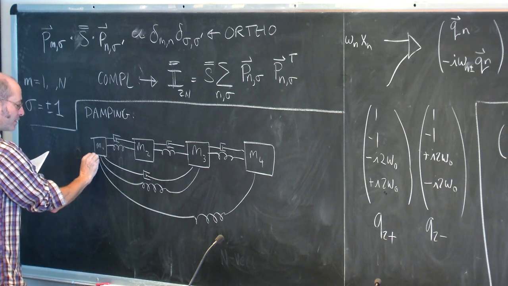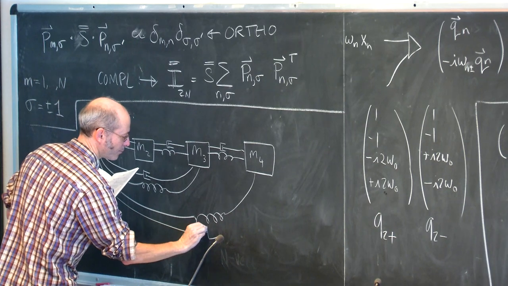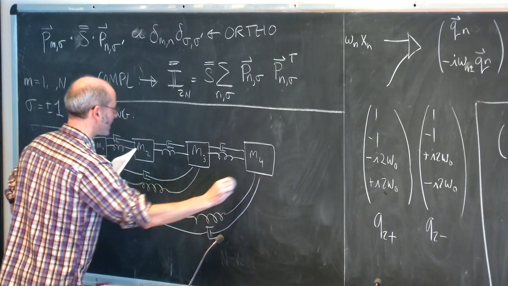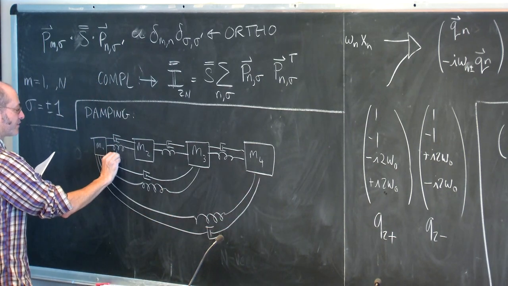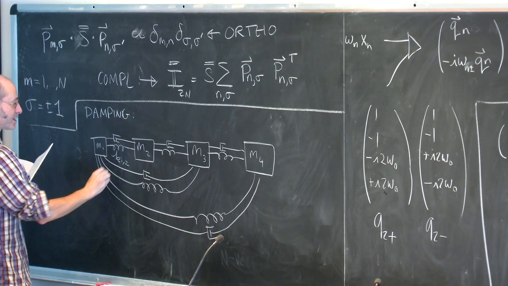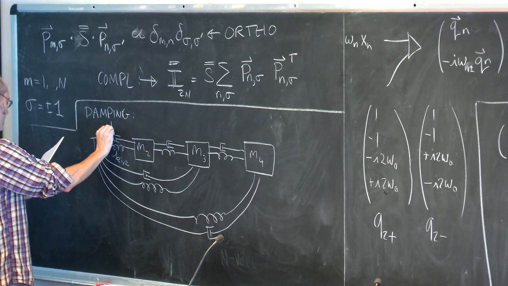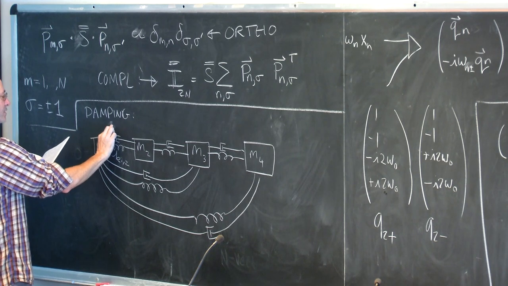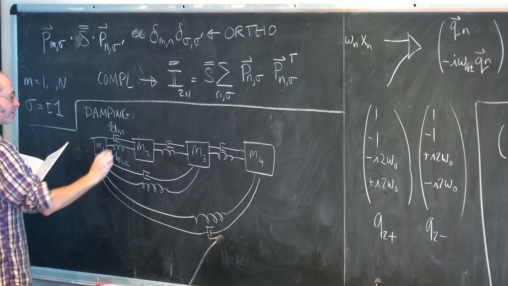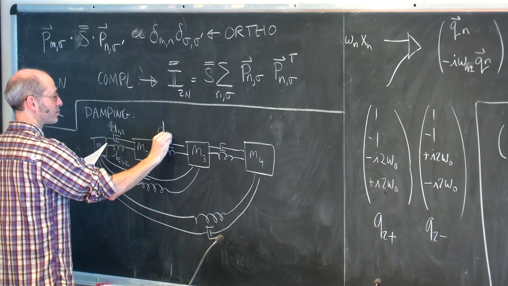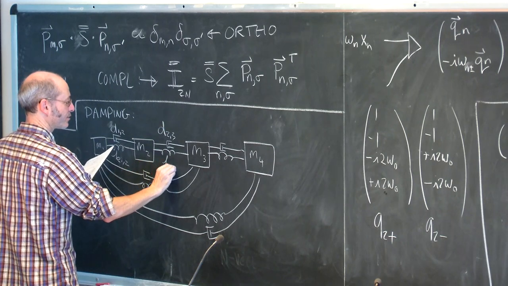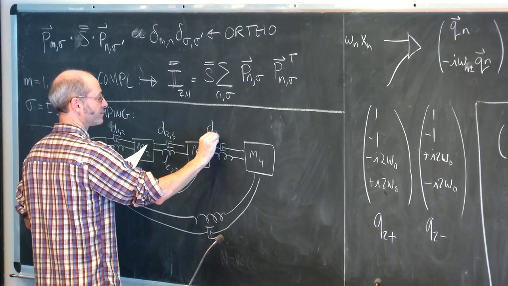And even though I've drawn them all the same, we can give each of these a different value. So this spring is K12. This damping rate is, I'm going to call it little d12 for the damping rate. And this is damping rate 2,3, and this is spring 2,3, and so on and so forth.